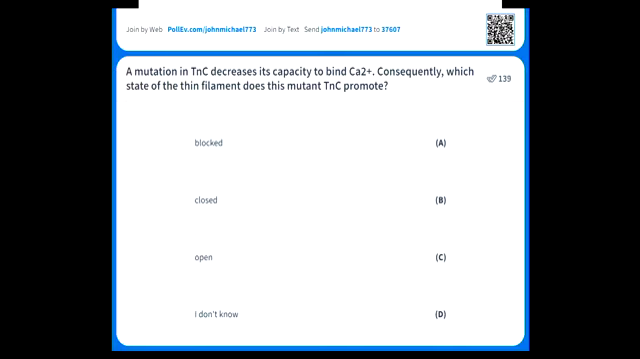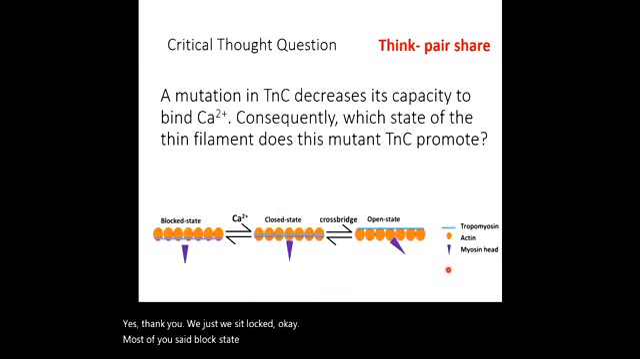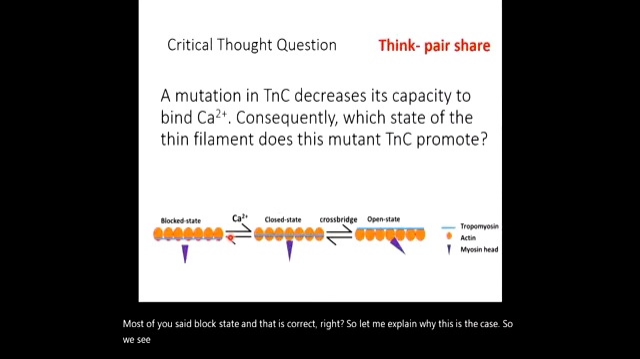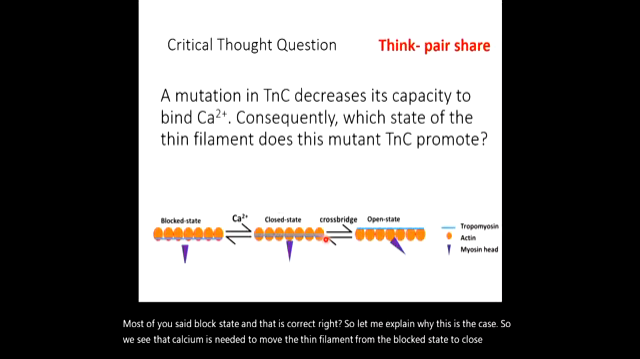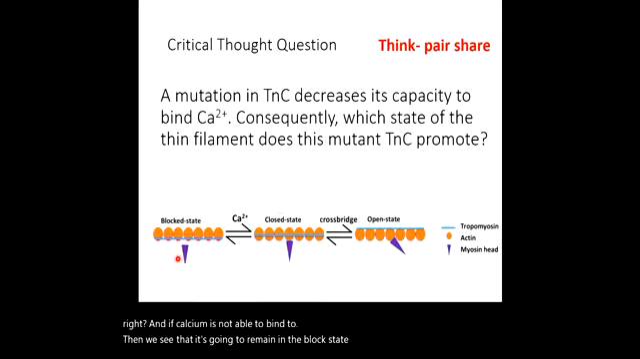Do you have anyone in your group who wants to take a stab at it? Oh yes, right here. We said blocked. Okay, all right. Most of you said blocked state, and that is correct. So let me explain why this is the case. Calcium is needed to move the thin filament from the blocked state to the closed state. And if calcium is not able to bind to troponin C, then the thin filament will remain in the blocked state. So that mutation is going to promote the thin filament being in the blocked state.